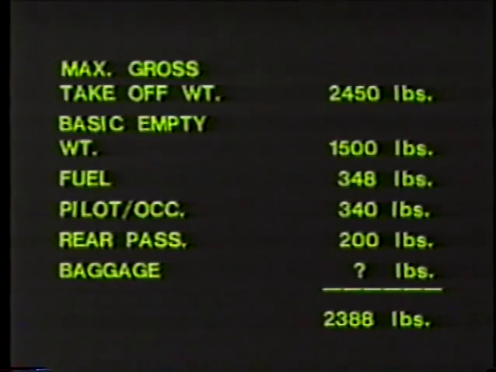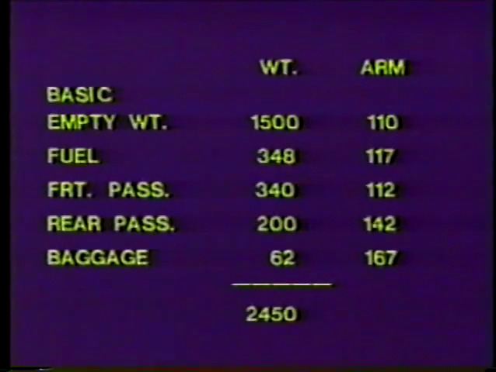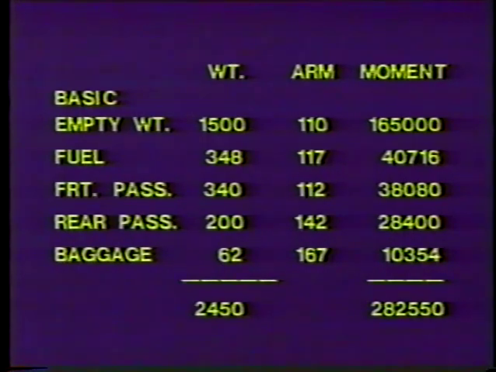Total the known weights. Subtract 2,388 pounds from the maximum gross takeoff weight of 2,450 pounds and get 62 pounds remaining for baggage. Next, we determine the center of gravity location. Consult the pilot's operating handbook to find the arm values for each particular item on your worksheet. Your worksheet should look like this. Now to complete the problem. Fill in the remainder of your worksheet using the formula weight times arm equals moment. It should look like this.